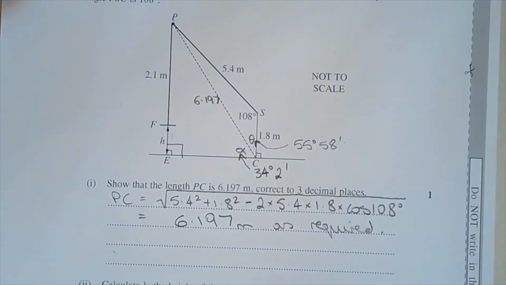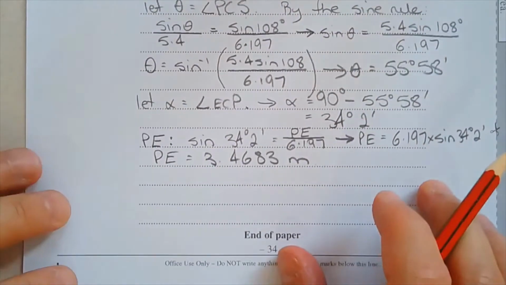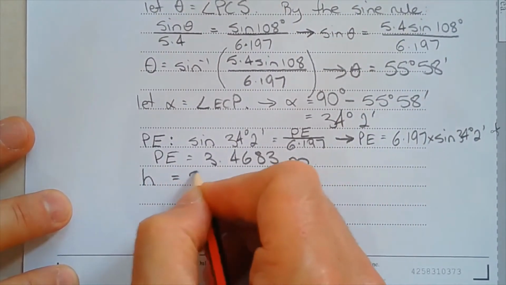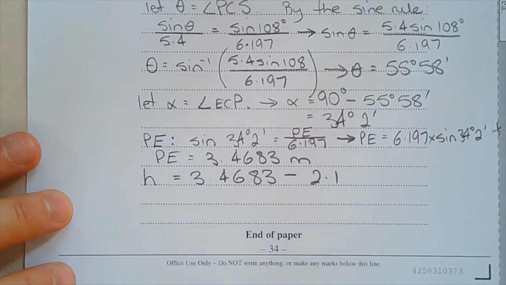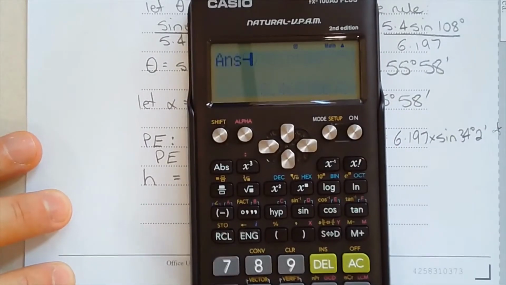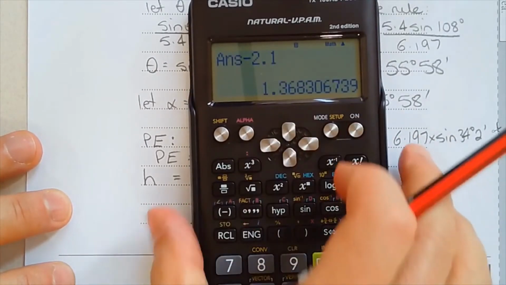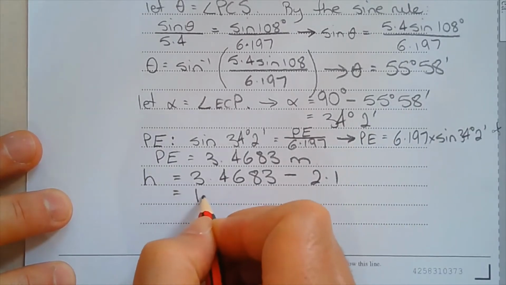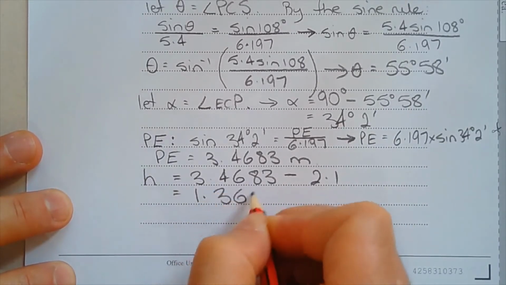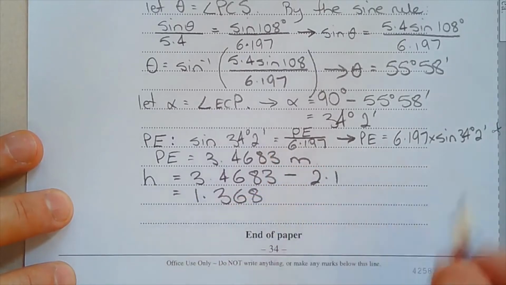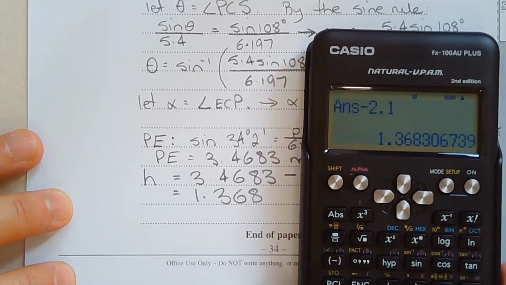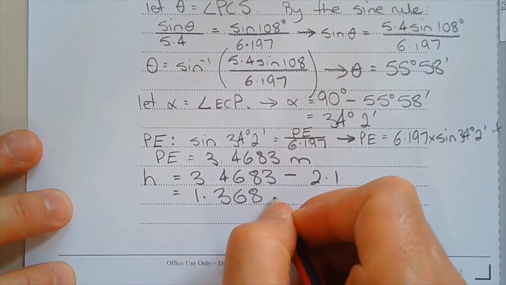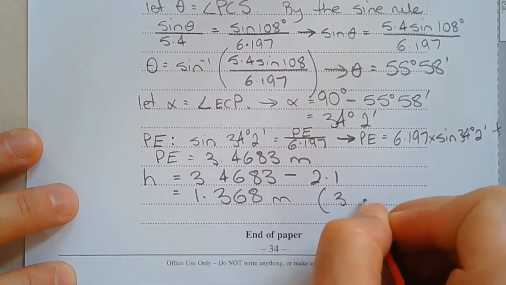So H, we've got to subtract 2.1 from that answer. H is equal to 3.4683 minus 2.1, which is 1.368. And that's it to 3 decimal places. Just rounding it straight off the calculator screen, I think we can leave it at that. And that's meters, correct to 3 decimal places.